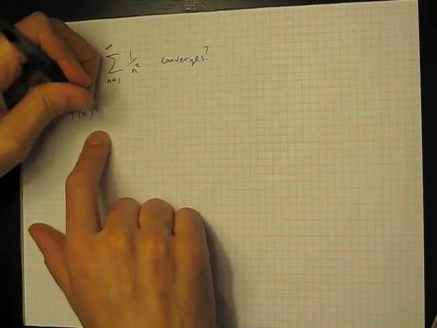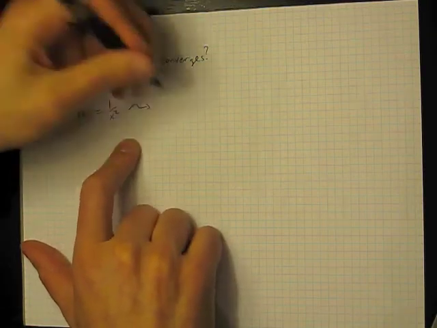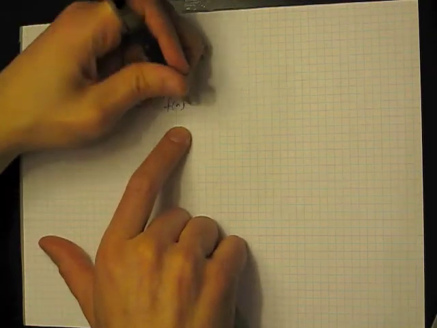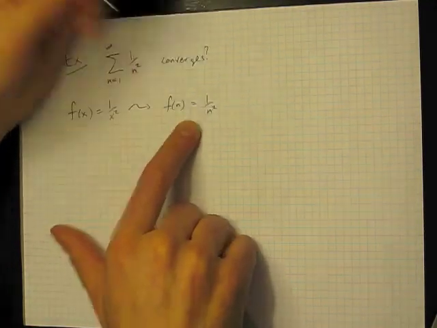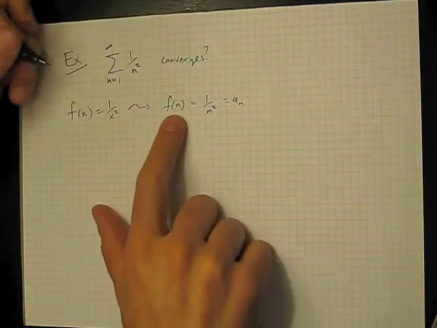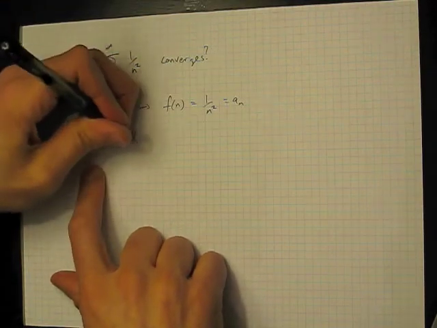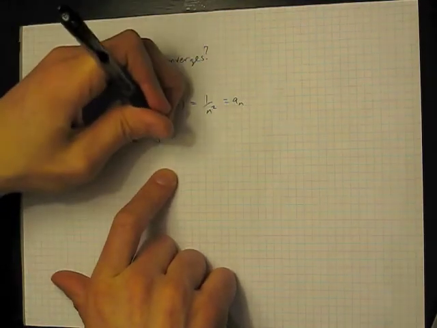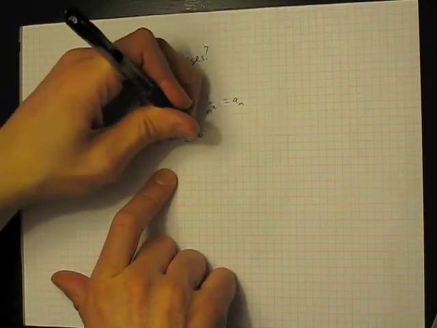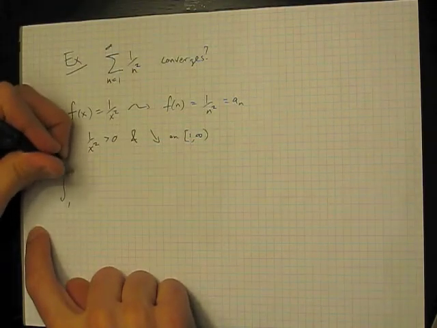If we make f of x equal to 1 over x squared, then if we plug in an integer, that's 1 over n squared, right? This is the a_n for our series right here. So it turns out 1 over x squared is certainly positive, and it's decreasing on the interval from 1 to infinity. So we look at this integral here.